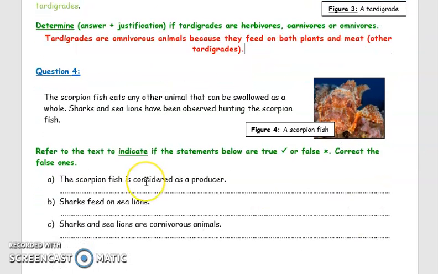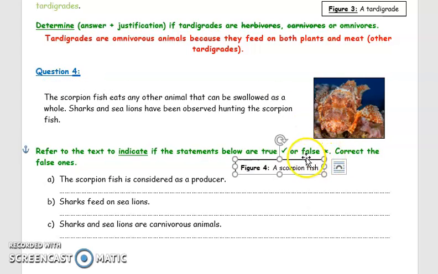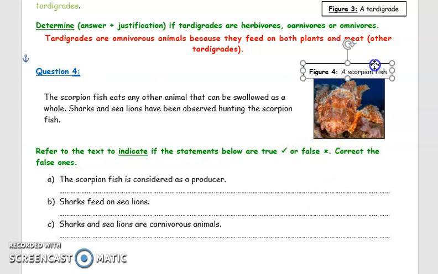Last question, question number 4. The scorpion fish shown in the figure, this is the scorpion fish, eats any other animal that can be swallowed as a whole. Sharks and sea lions have been observed hunting the scorpion fish. So, the scorpion fish eats animals. Sharks and sea lions eat the scorpion fish. Indicate if the statements are true or false, correct the false ones.